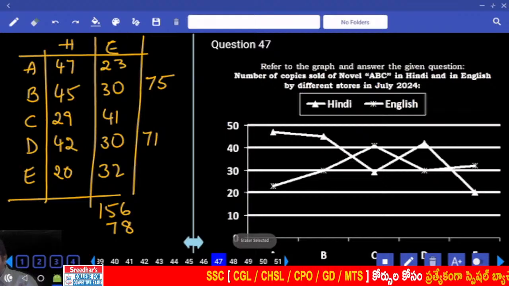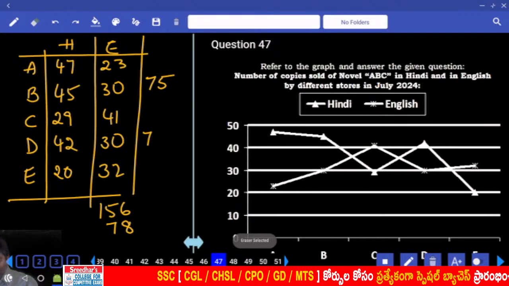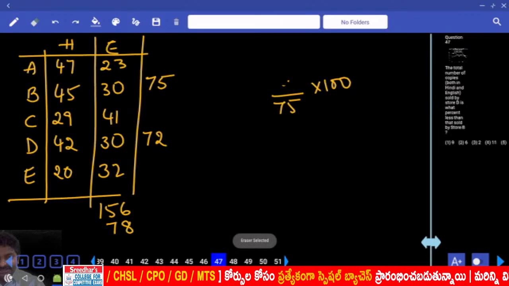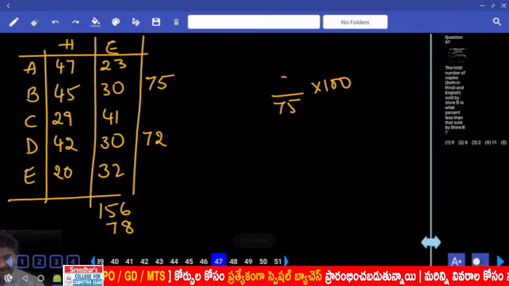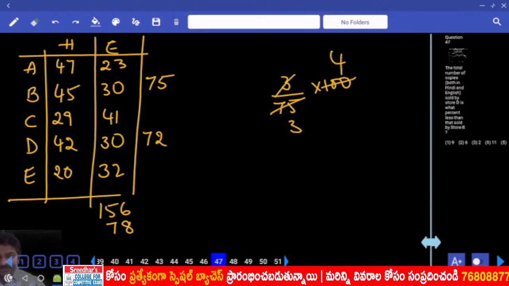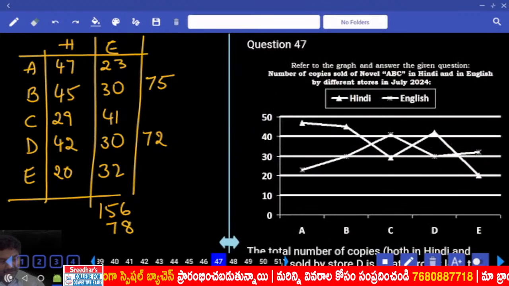It is 42. This is 2. How much less? 3 less upon 75. 25 3 times, 4 times, 3 3 cancel. Answer 4%.